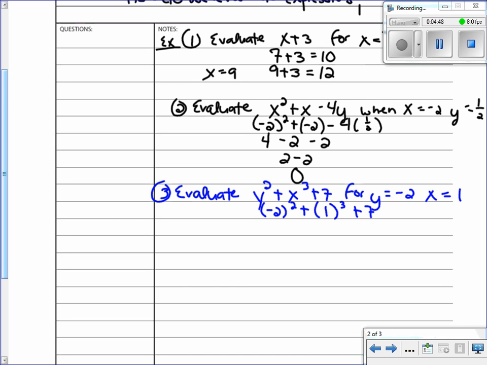Now I can solve. -2 squared is +4. 1 cubed, 1 times 1 times 1, is just 1. And then the plus 7 stays the same. Order of operations, I go from left to right. 4 plus 1 is 5, and 5 plus 7 is 12.